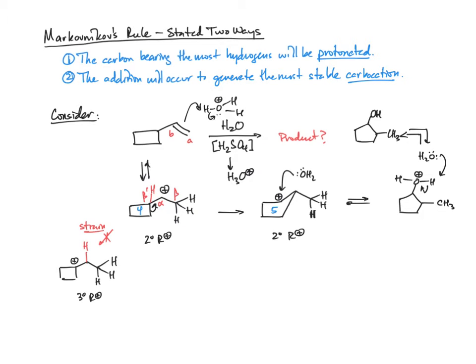We're going to use Markovnikov's rule in a very general sense moving forward. Basically, we're going to put these two statements together and think of things in terms of the electrophile. No matter what the nature of the electrophile is, it will always add to the most substituted carbon so that you get the most stable carbocation.